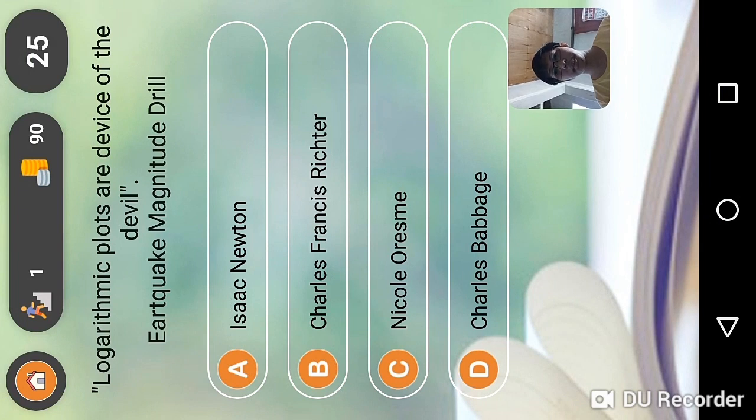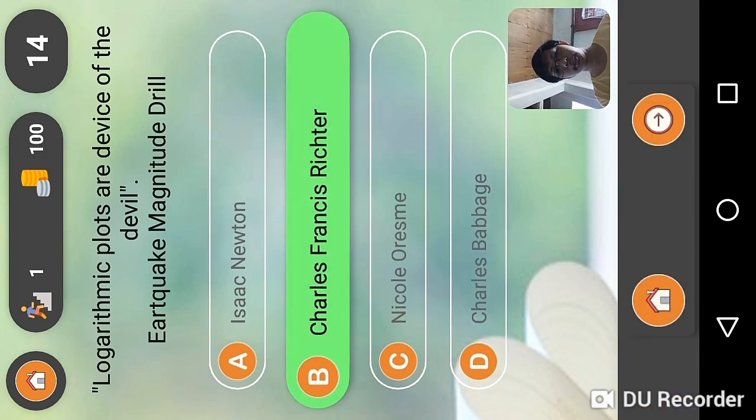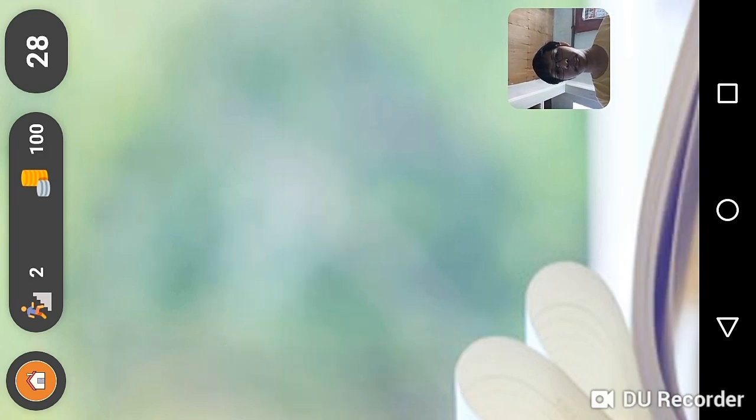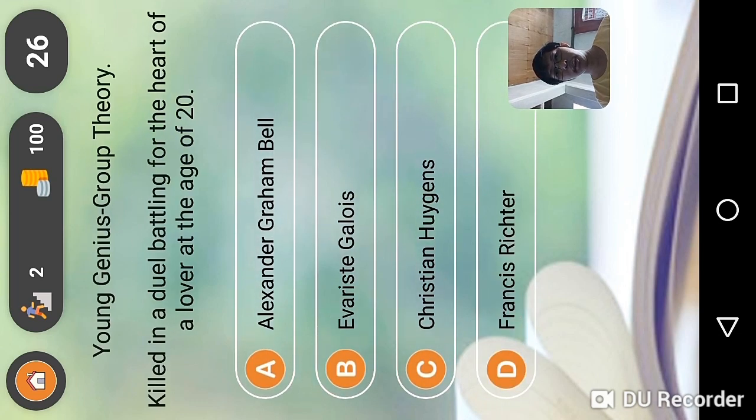Logarithmic plots are device of the devil. Earthquake magnitude drill. Ito ay kay Charles Francis Richter. Young Junius Group Theory. Killed in a duel battling for the heart of a lover at the age of 20.